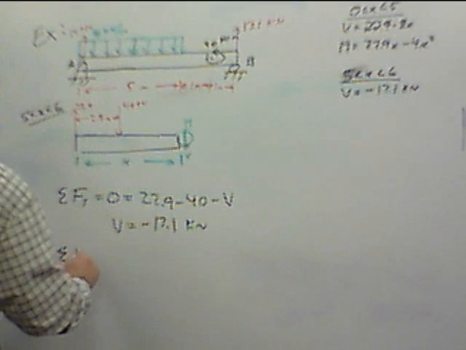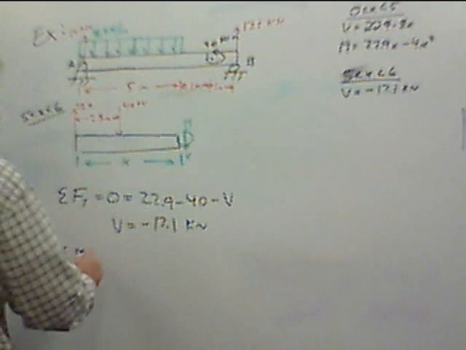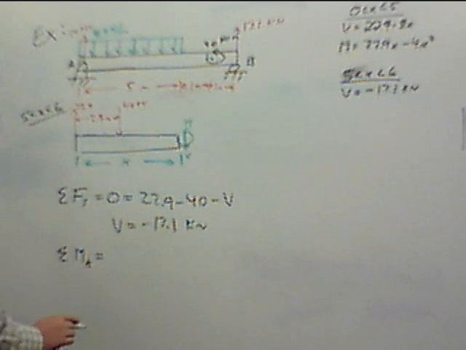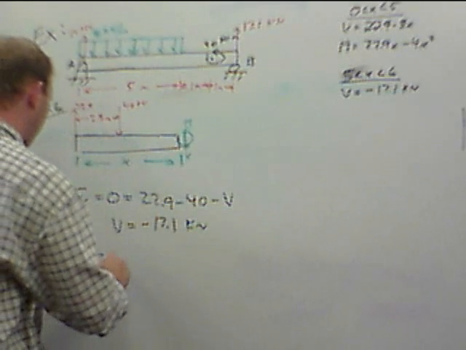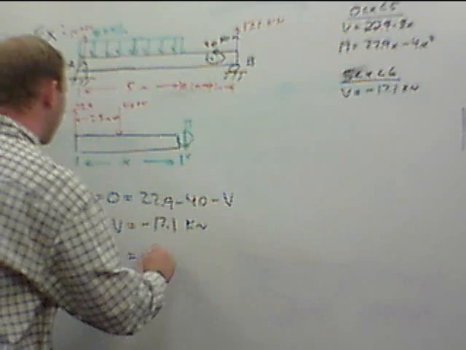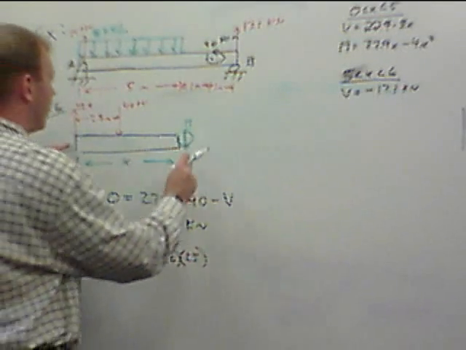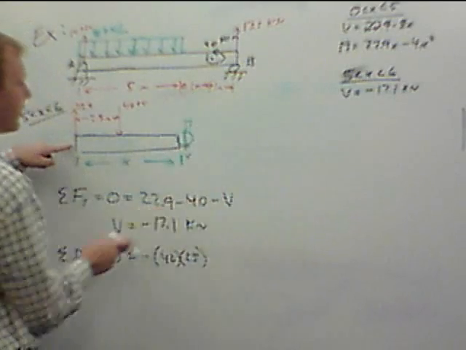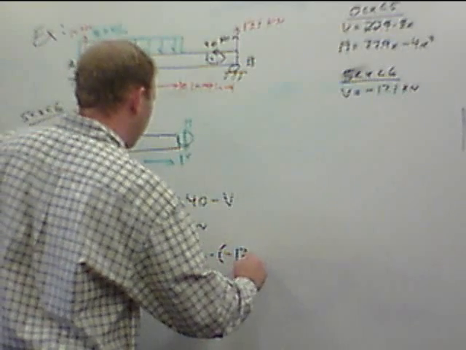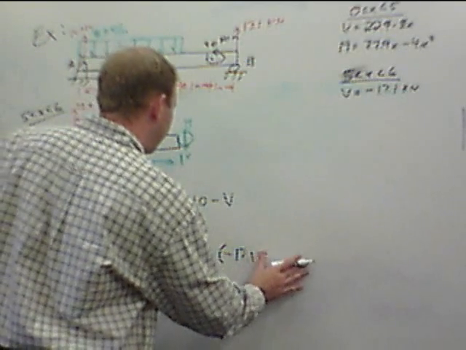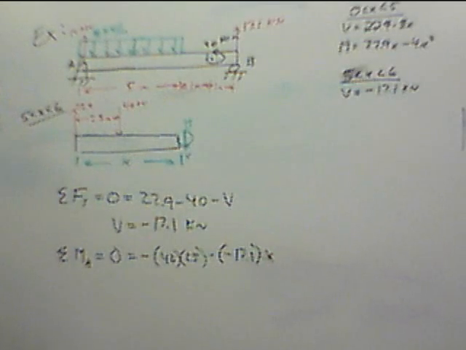Take summation of moment. At this point, I might as well just take it about A. 22.9 drops out. We have the 40 causing clockwise, so minus 40 times 2.5. V is causing clockwise, but we're going to end up with a negative there, so we're going to have negative 17.1 times x. Okay, we ended up with a double negative there.